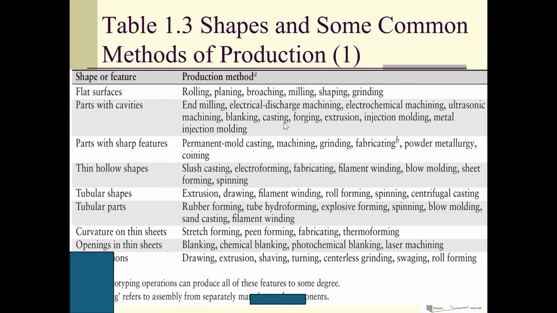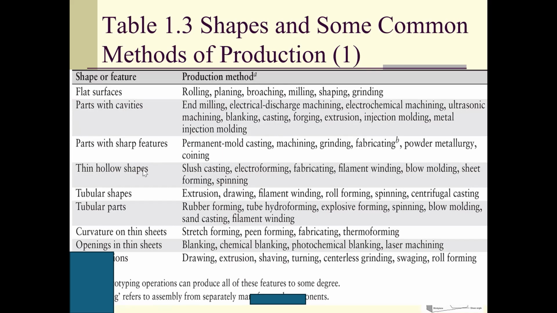Then we talk about the shapes and some common methods of production. That's the shape of features. A flat surface, and we usually have rolling, planing, brushing, milling, shaping, grading, and parts with cavities. We have cavities here, and we use annealing and EDM, electrical discharge machining, electrochemical machining, ultrasonic machining, blanking, casting, all those things. And parts with sharp features, we have permanent mold casting, machining, grinding, fabricating.